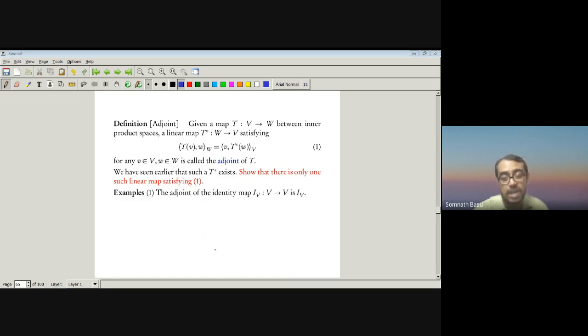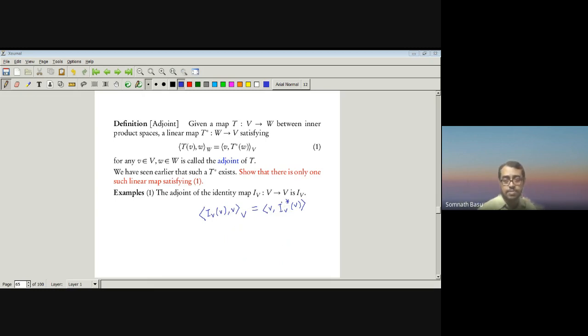Yeah, so let's look at some examples. So look at the identity map from V to V. What should be the adjoint of the identity map? Remember, the adjoint should be something which satisfies the identity map acting on V, dotted with V, equals V dotted with whatever this thing is, right? And we know that if you have a guess and if it works, that's it, because it's unique anyway. So what should be your guess?